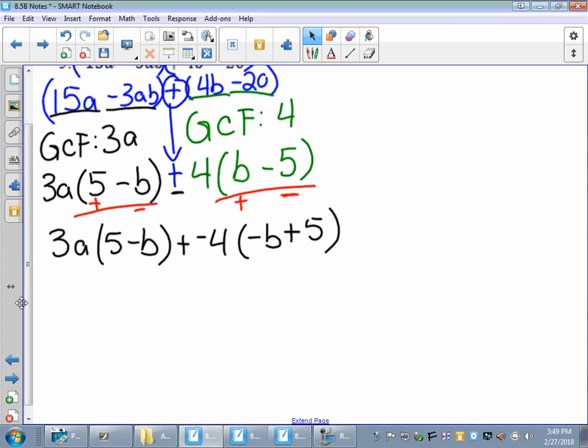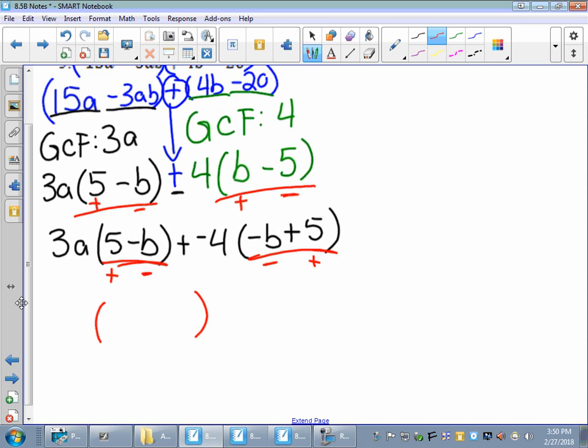Once we are here, are my parentheses the same? Let's go back and check. Well, they're not necessarily exactly identical right now, but do they at least have the same sign? 5 is positive, b is negative in the first one. Second one, b is negative, 5 is positive. I could rearrange them to make them look exactly the same. Since I can rearrange them to look exactly the same, I know I can move on. I'm going to write this as 5 minus b, just because I don't like to have those floating negatives. If you wanted to write that as negative b plus 5, you can write it that way as well.